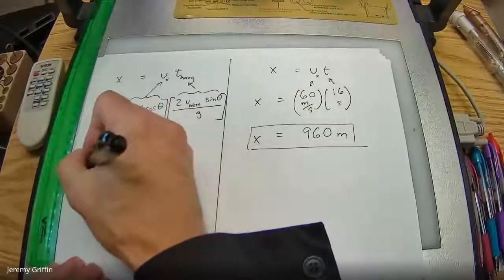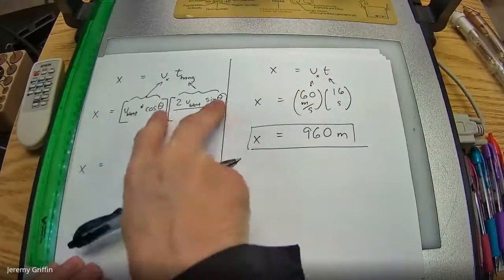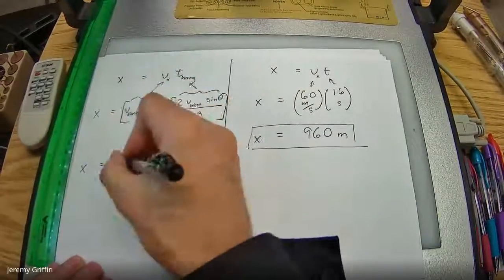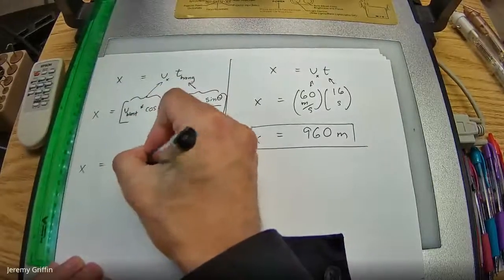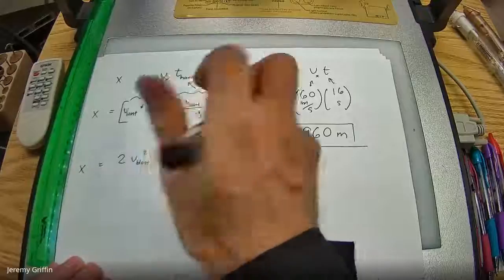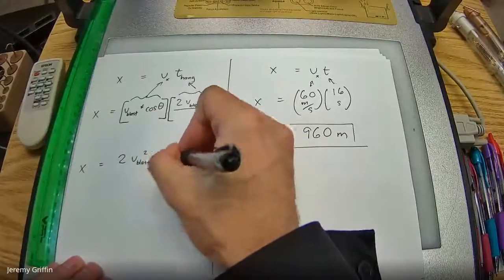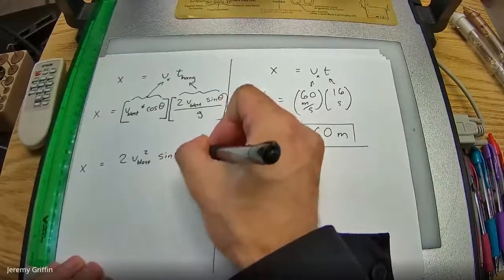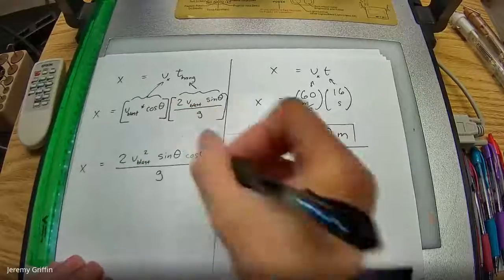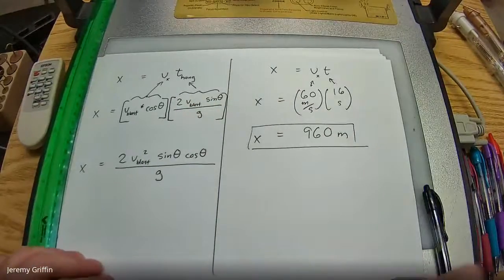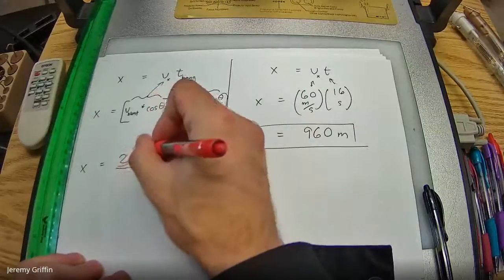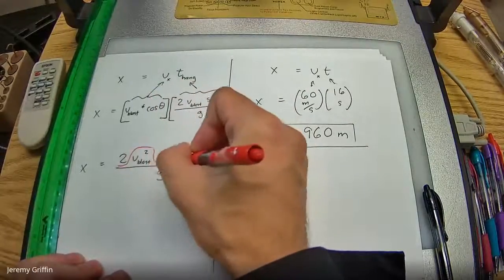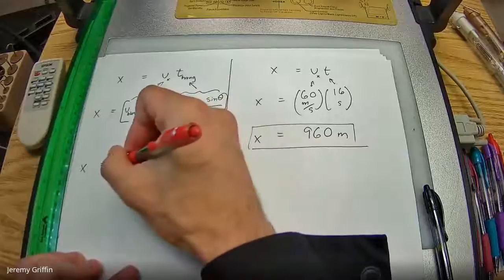Well, I'm going to clean this up a bit. I'll bring the 2 out in front. I've got v blast a couple of times, so I'm just going to square it. V blast squared. I've got a sine theta. I've got a cosine theta. And then all divided by g. Now, I'm going to ask you guys an obscure trig question. Nobody's gotten this so far today, but I know I got a bright bunch in here. I wonder who's going to get this.